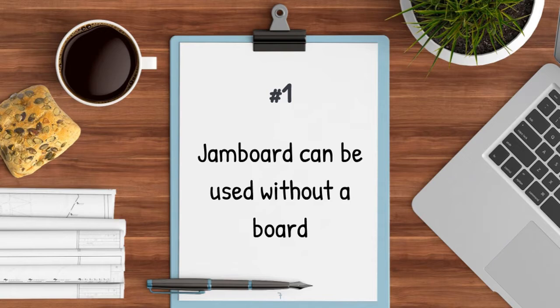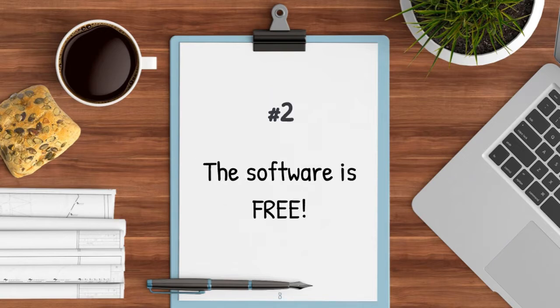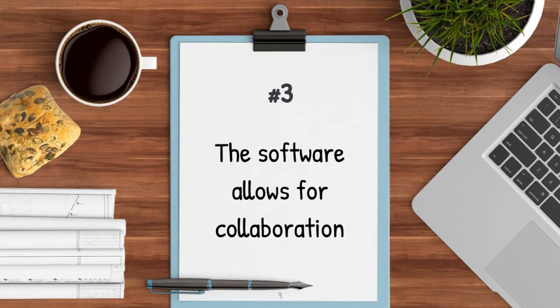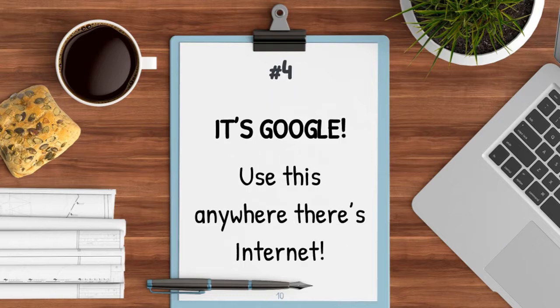So what is Jamboard? It's Google's answer to the interactive whiteboard craze. Think Smartboard or Promethean, which is an actual board you can buy. But the application software is what I want to talk about today because number one, you can use it without having a board. Number two, it's free. Number three, it allows for collaboration. And last, because it's Google, it's online and can be used anywhere as long as you have an internet connection.